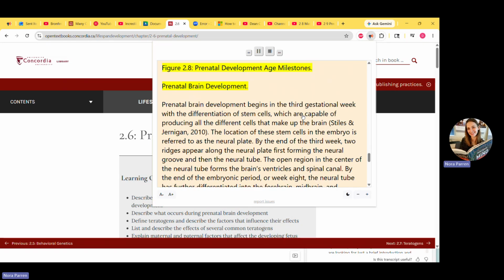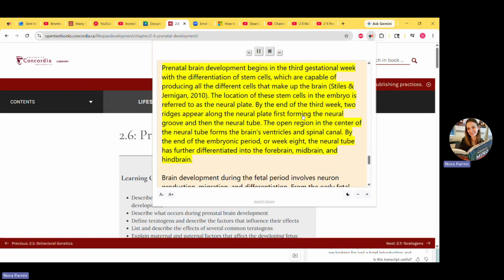Prenatal Brain Development. Prenatal brain development begins in the 3rd gestational week with the differentiation of stem cells, which are capable of producing all the different cells that make up the brain, Stiles and Jernigan, 2010. The location of these stem cells in the embryo is referred to as the neural plate. By the end of the 3rd week, 2 ridges appear along the neural plate, first forming the neural groove and then the neural tube.